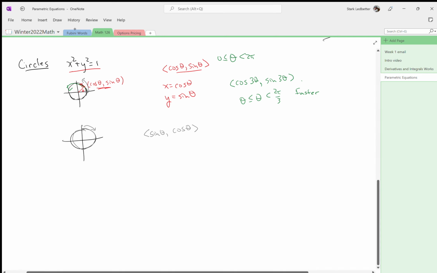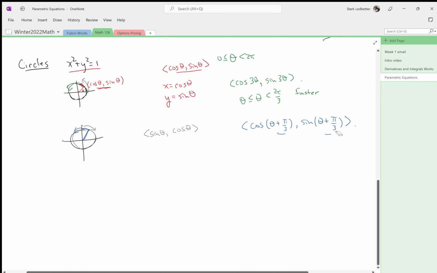I can start in different places. Like if I did cosine of theta plus pi over 3, comma sine of theta plus pi over 3. That's the same parametrization, except I started at that point, when theta is 0. Just make sure they're the same.